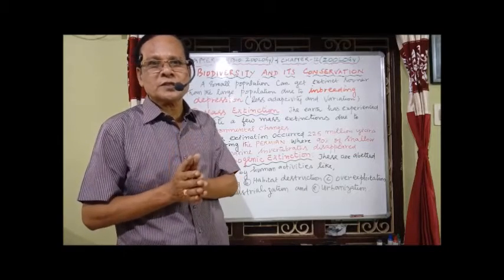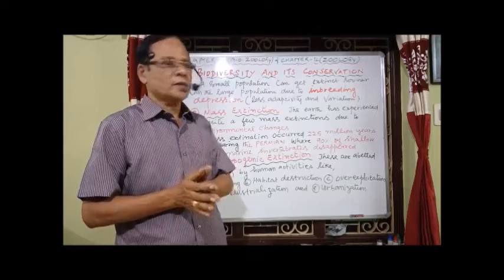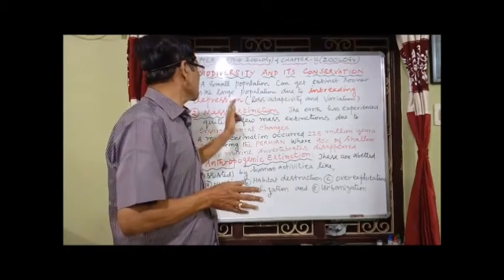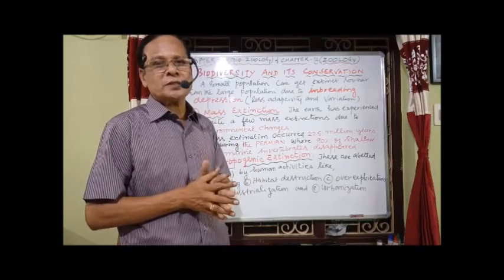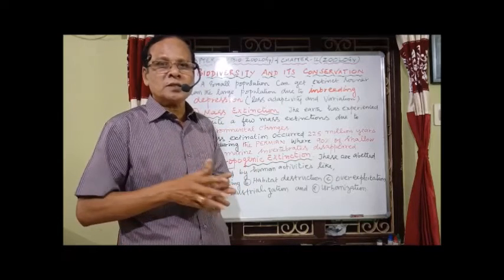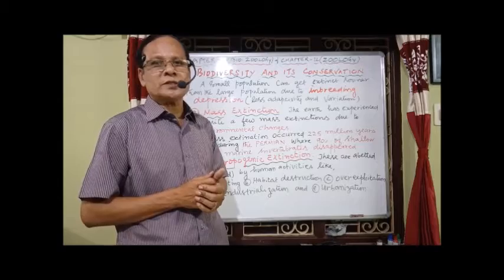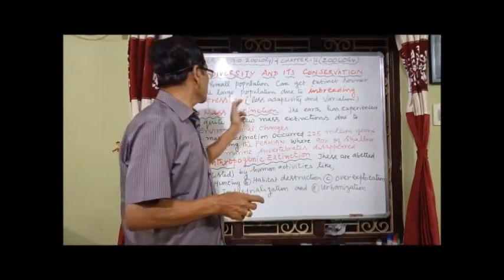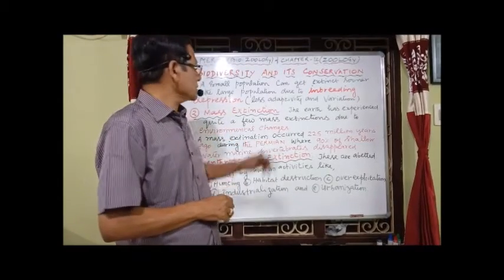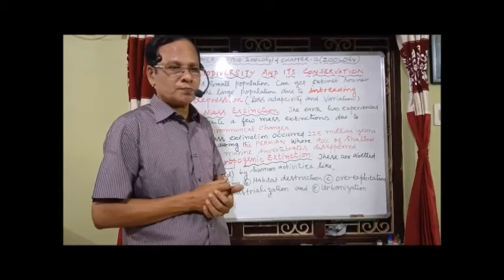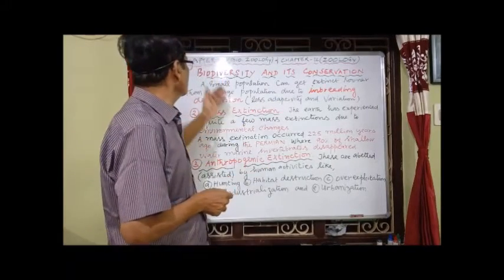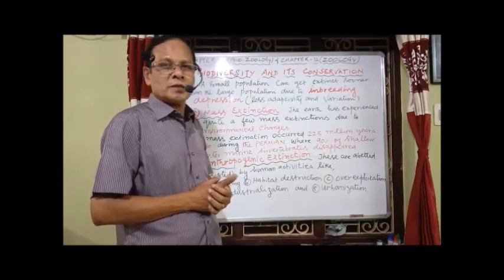It reduces fertility as well as productivity. That is called inbreeding depression. Continued inbreeding results in reduced fertility and productivity. That phenomenon is called inbreeding depression. As a result, we have less adaptivity of individuals and variations. So that's about natural extinction.